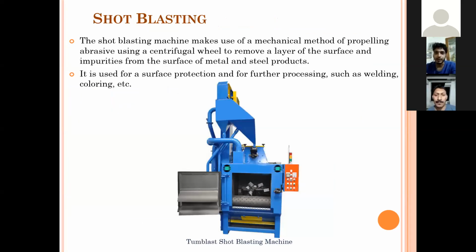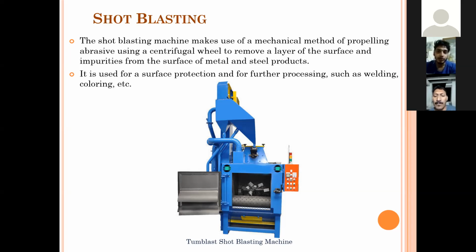After the casting is done and tested, sir, the casting materials are then sent to the shot blasting machine. The shot blasting machine makes use of a mechanical method of propelling abrasive using a centrifugal wheel to remove the surface layer of the material, by which the impurities from the surface of the material or steel products are removed, sir.